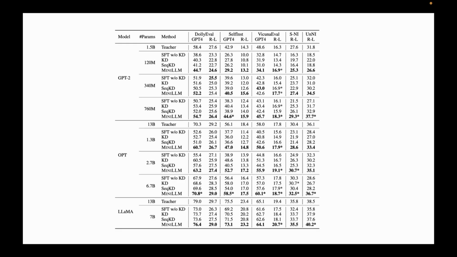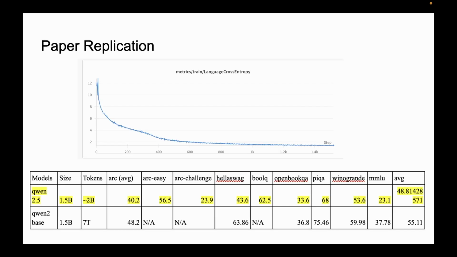Next, we have a results table that the authors provide. They use this reverse KL divergence process and distilled over a couple billion tokens on different model sizes. They found that the student model reaches as good performance as the teacher model, and in some cases even beats the teacher model.